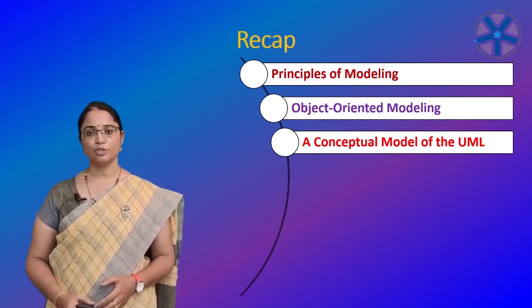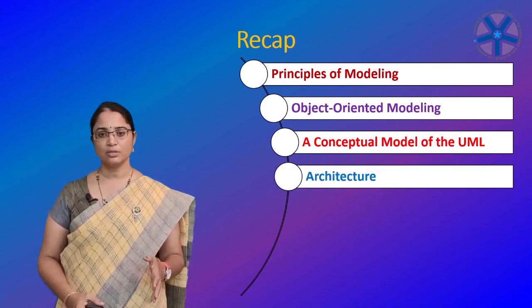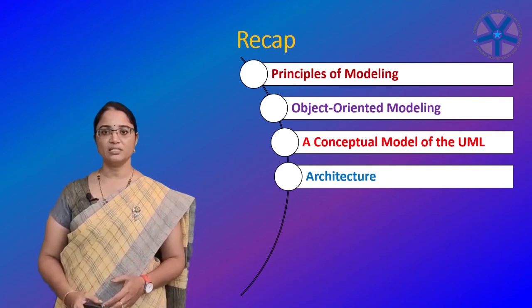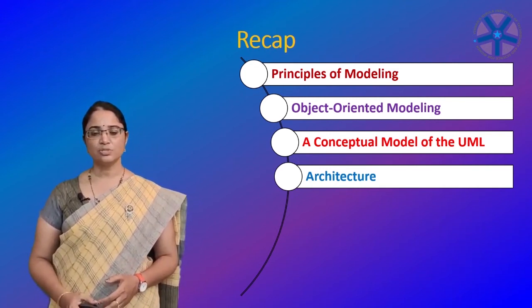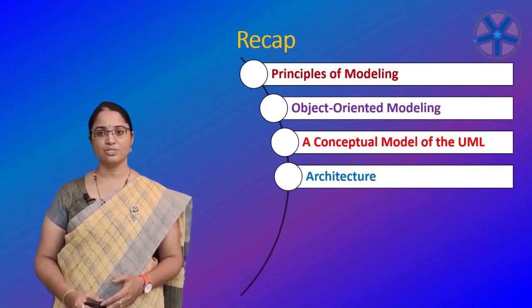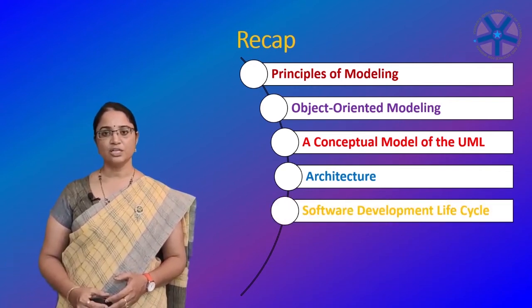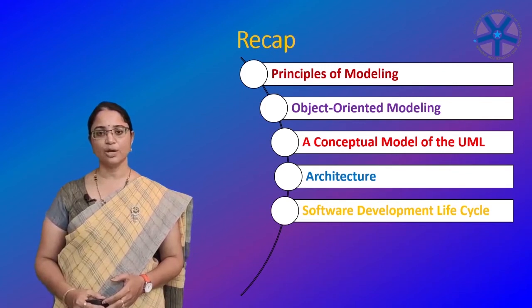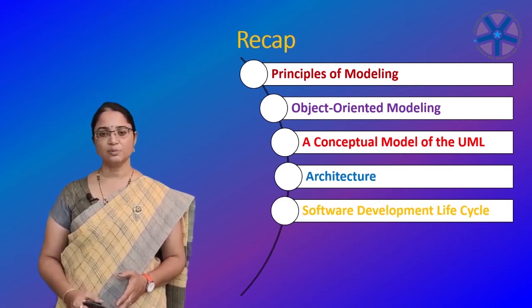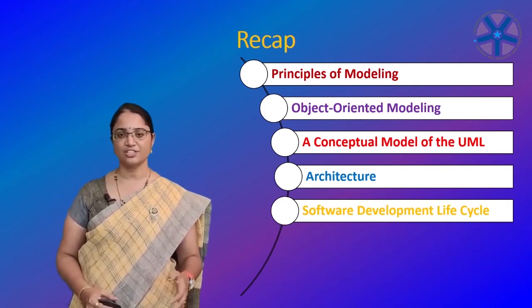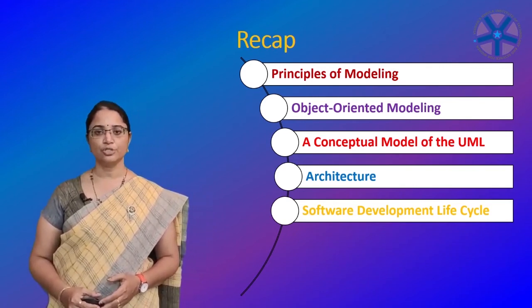And coming to the conceptual model, we have seen the building blocks and the rules and common mechanisms. We have seen the architecture of the UML, and there we have seen the 5 views of the architecture. And next we have seen the software development lifecycle, and there we have seen the 4 phases: inception, elaboration, construction and transition. And we have seen the workflows also.